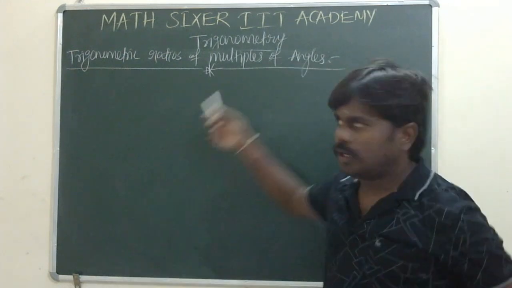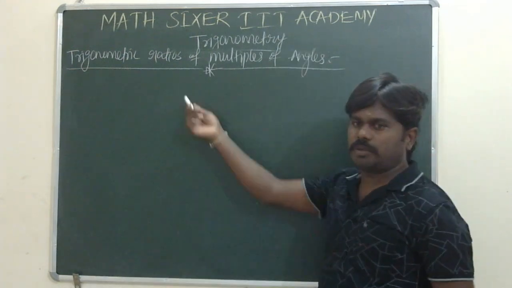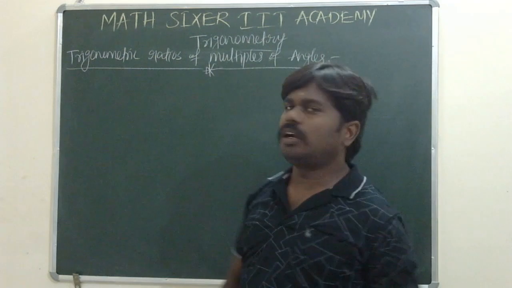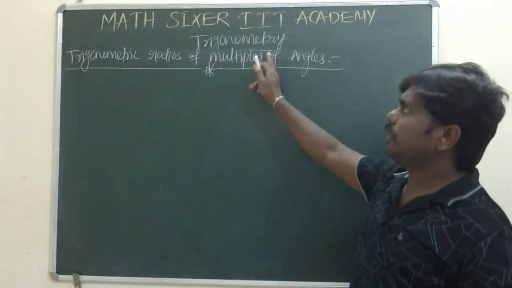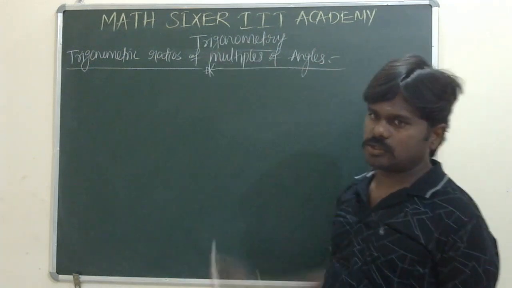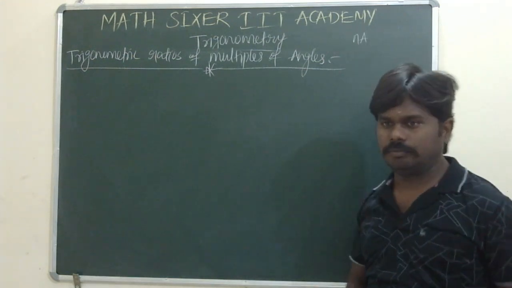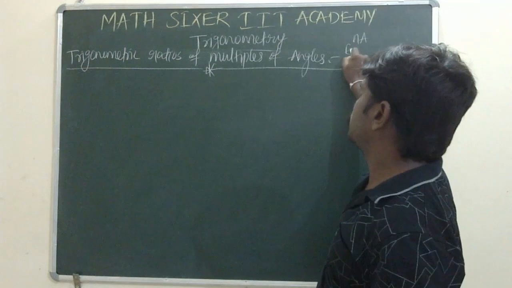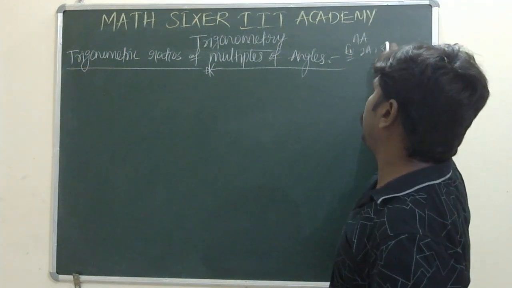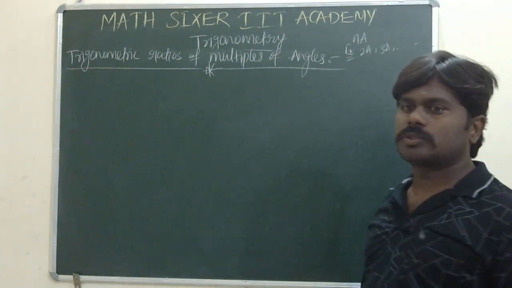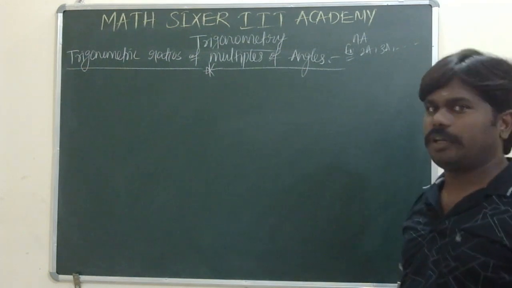In this video, our topic is trigonometry and the subtopic is trigonometric ratios of multiples of angle. First of all, let us know what is meant by multiples of angle. An angle in the form of nA is called a multiple of angle. Here I will give examples: suppose 2A, 3A, 4A. These types of angles are called multiples of angles.